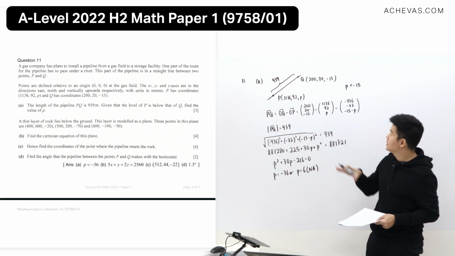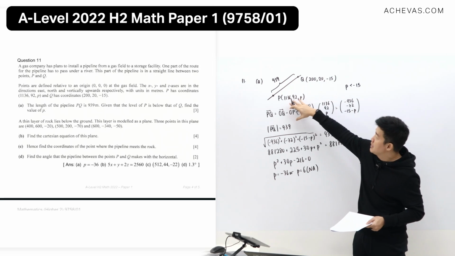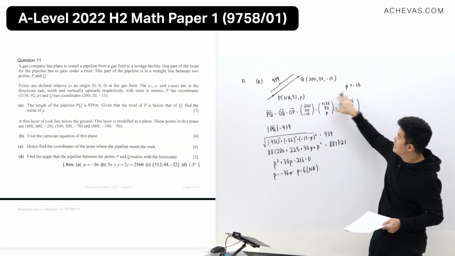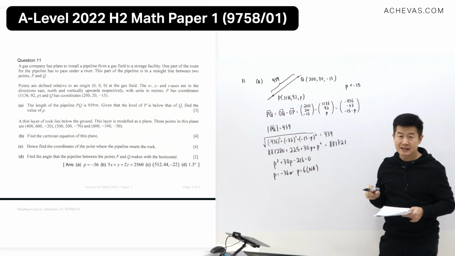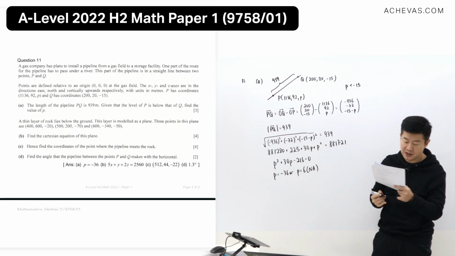Why is that so? Because according to what we have interpreted from the question, P must be at a level that is below Q. That is why this P must be a number that is less than -15. So we are choosing this, a number that is less than -15.